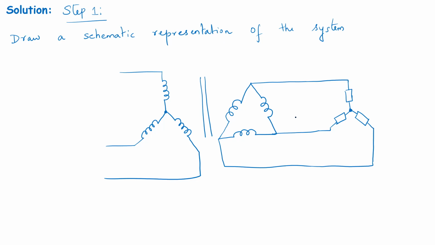So I'm just going to indicate this explicitly here. The load is assumed to be Y connected. Of course, you can assume the load to be delta connected as well. It will not change anything here.